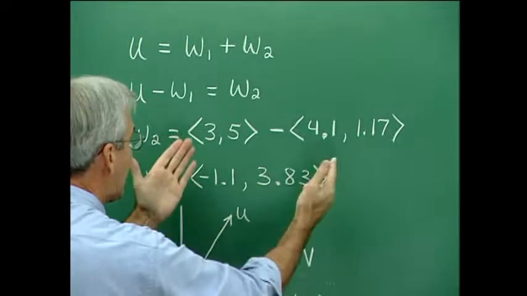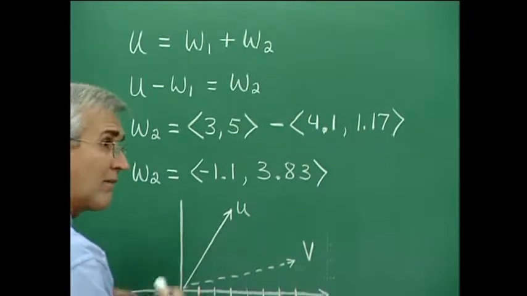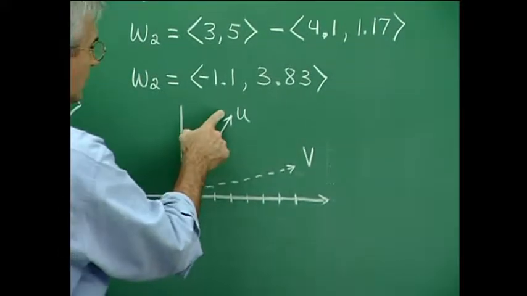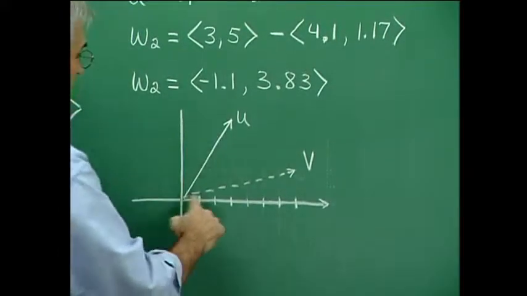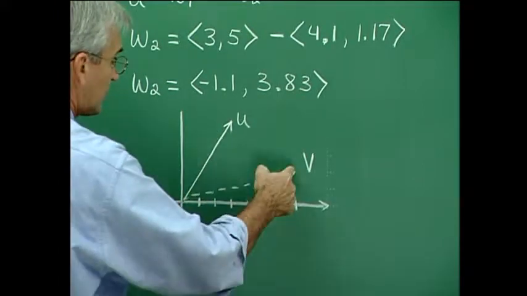And subtracting here, we find W sub 2 to be negative 1.1, 3.83. Now let's understand from a geometric point of view what we have accomplished here. We start with the vector u. Now u was 3, 5, so we go 3, 5. And v was 7, 2, so 7, 2.